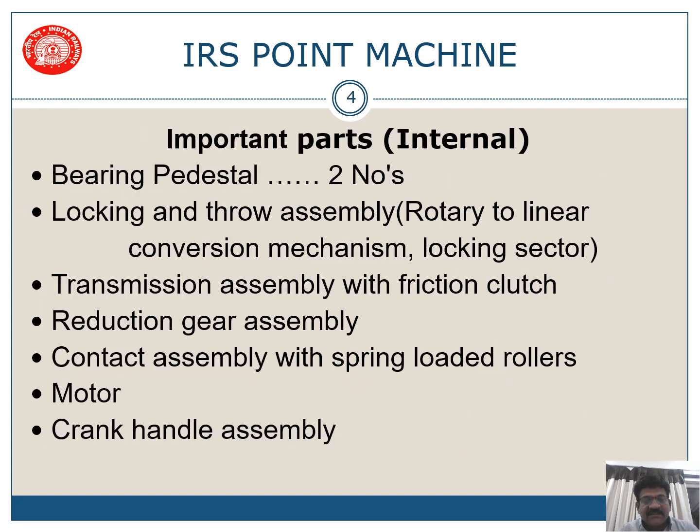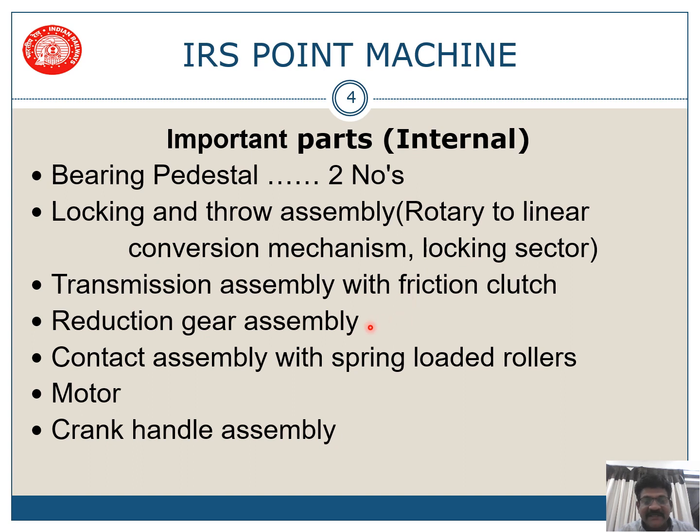Internal parts, what are the most important points? They are bearing pedestal. There will be two numbers. Locking and throw assembly. This assembly is used for rotary to linear conversion mechanism, and a locking sector is also available. Transmission assembly with the friction clutch. This is again an assembly, nothing but a combination of many parts. First one, locking and throw assembly. The second one is your transmission assembly, and it is also having a friction clutch.